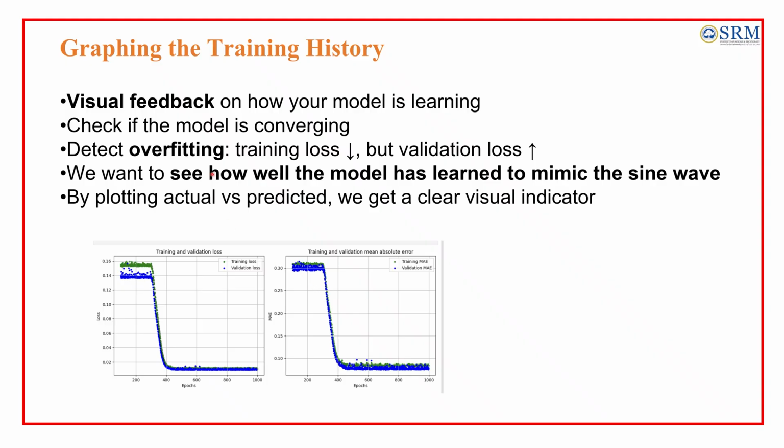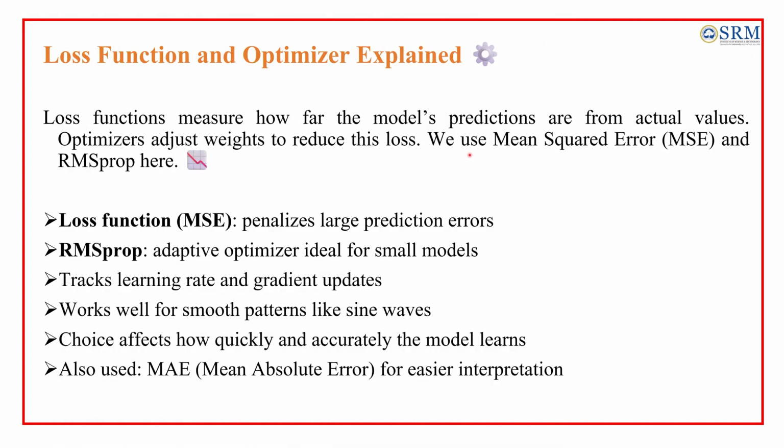In the next slide we'll revisit the loss function and optimizer, that whole process. The loss function tells us how far off the predictions are. For regression we use MSE, mean squared error. The optimizer decides how to adjust the weights to minimize the loss. Here we are using RMSprop, which adapts learning rates dynamically and works well with small and smooth problems.